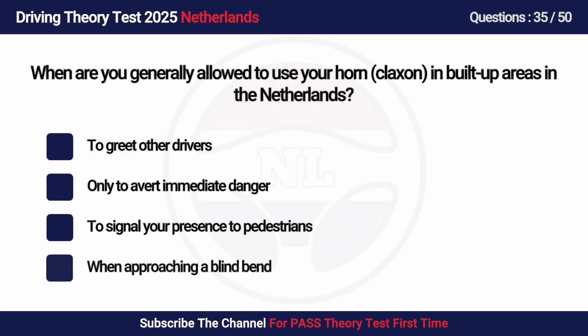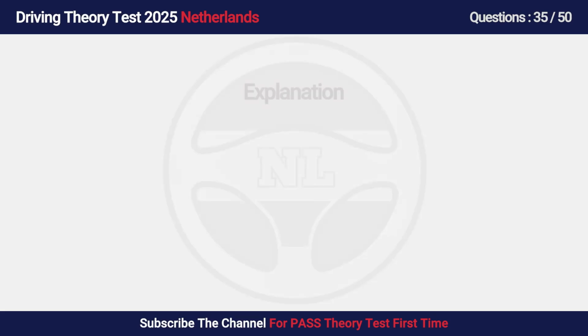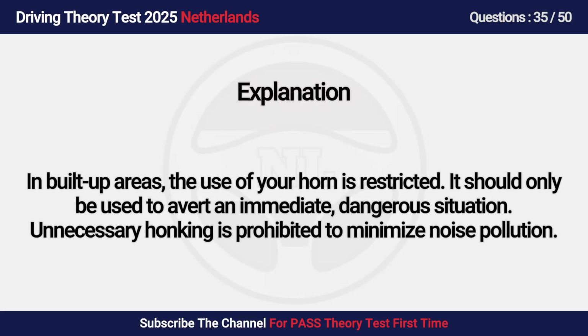Question 35. When are you generally allowed to use your horn in built-up areas in the Netherlands? A. To greet other drivers. B. Only to avert immediate danger. C. To signal your presence to pedestrians. D. When approaching a blind bend. Answer is B, only to avert immediate danger. In built-up areas, the use of your horn is restricted. It should only be used to avert an immediate, dangerous situation. Unnecessary honking is prohibited to minimize noise pollution.